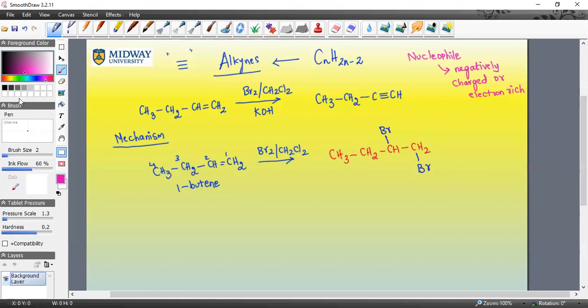Let's get a different color for our electrophile. And an electrophile, you have to remember this, or you will remember it by practice, is typically positively charged and/or electron deficient.